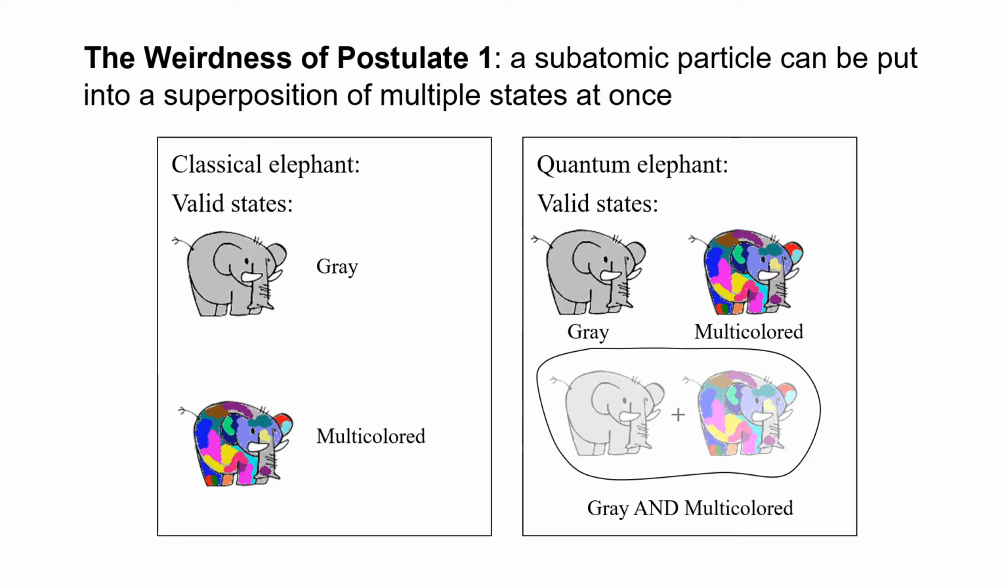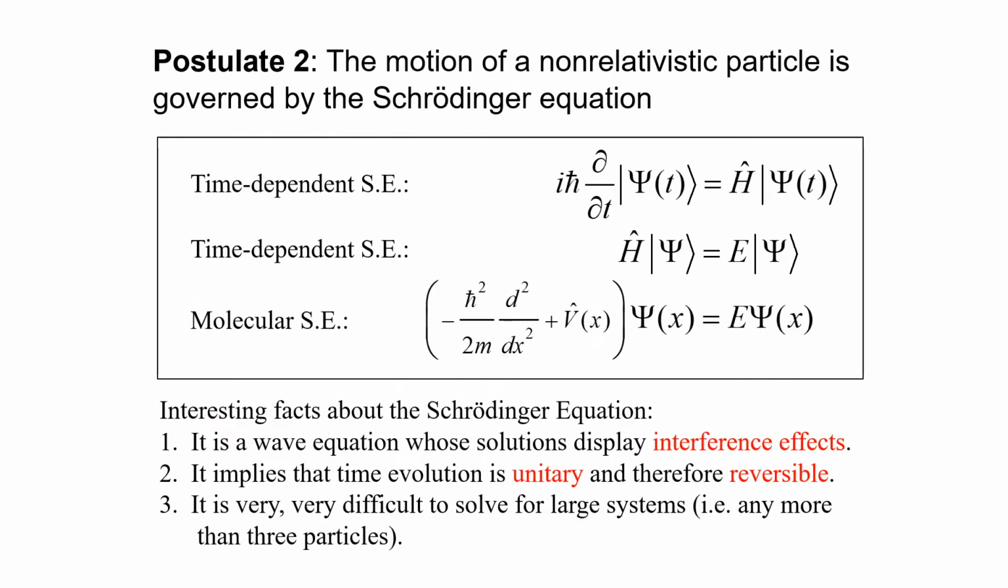It's also weird because a subatomic particle can be in multiple states at once. On the left, a classical elephant only has two hypothetical valid states. It can be gray or multicolored. Imagine there are just two types of elephant. But in the quantum world, the elephant can be gray or multicolored, or be some superposition of gray and multicolored at the same time. That's definitely weird.